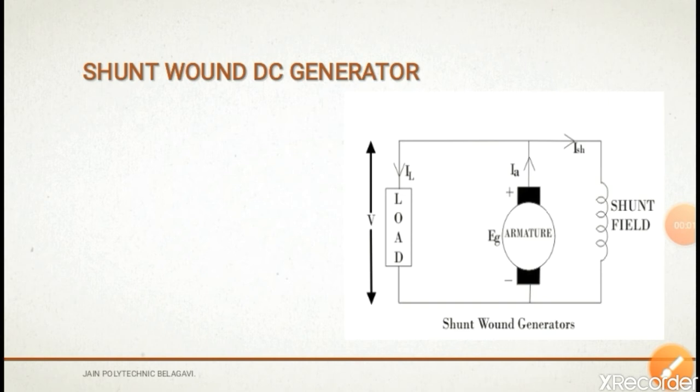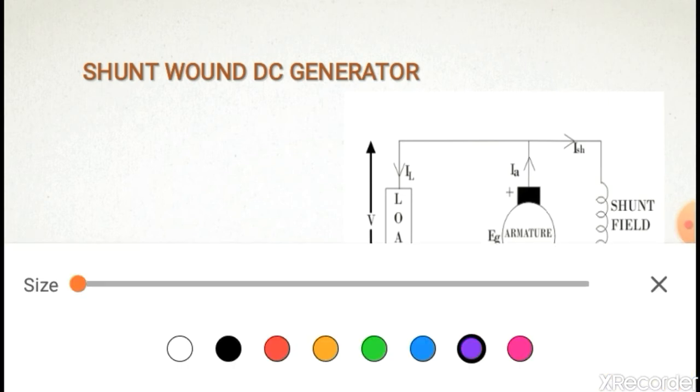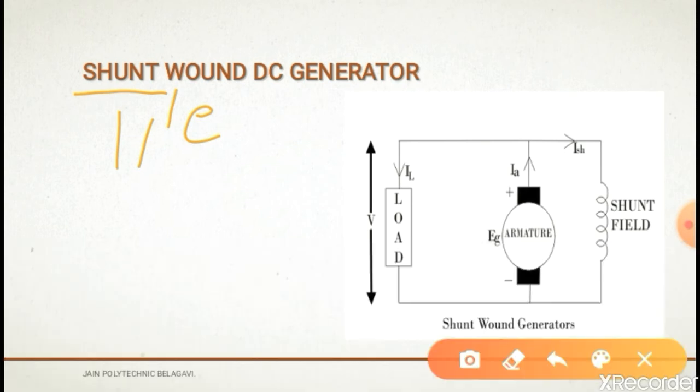The next one is shunt wound DC generator. The name itself indicates that the meaning of shunt is nothing but parallel. So the armature winding and field winding both are connected in parallel, so it is called a shunt wound DC generator. Here you can see it in this circuit diagram. This shunt field is connected in parallel with this armature.